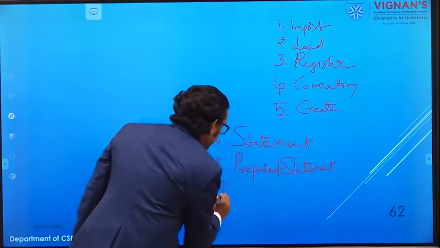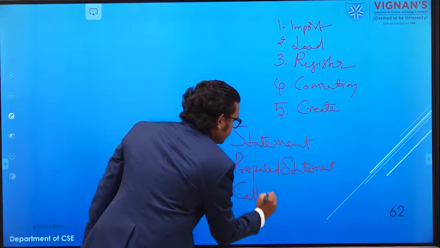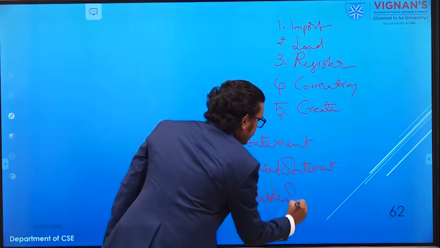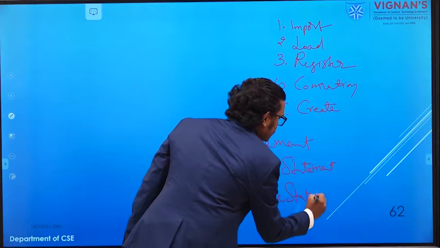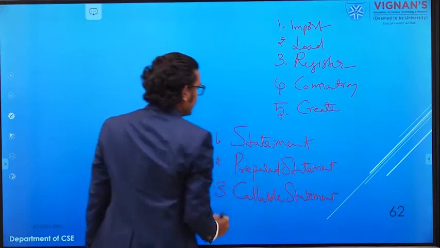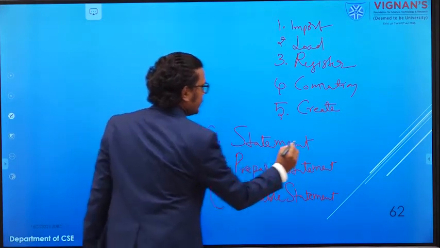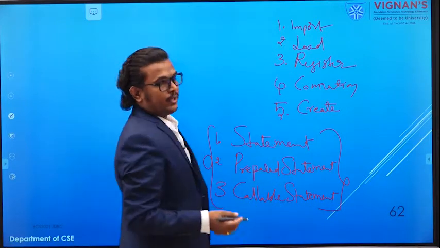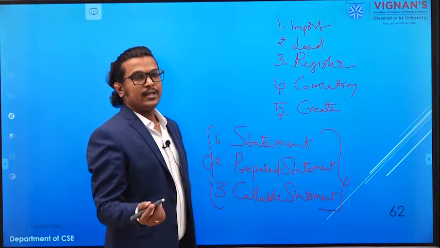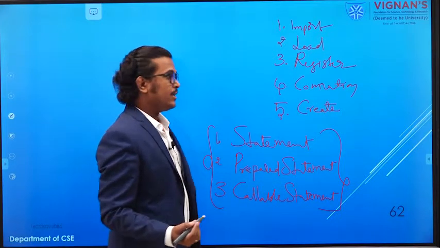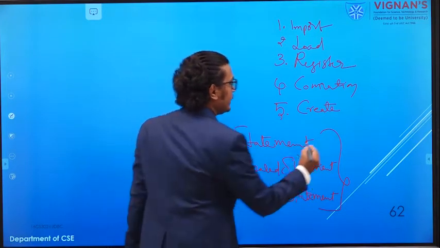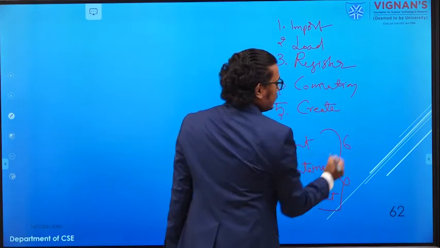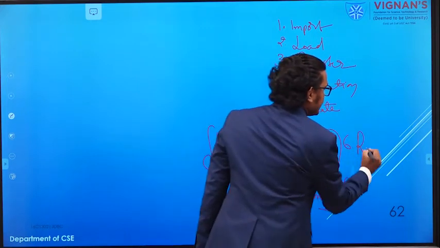And third one is the callable statement. Okay, so with the help of these three statement objects, we are creating a statement and communicating to the database, and we are getting the data from the database and displaying that information in that particular application with the help of the result set.